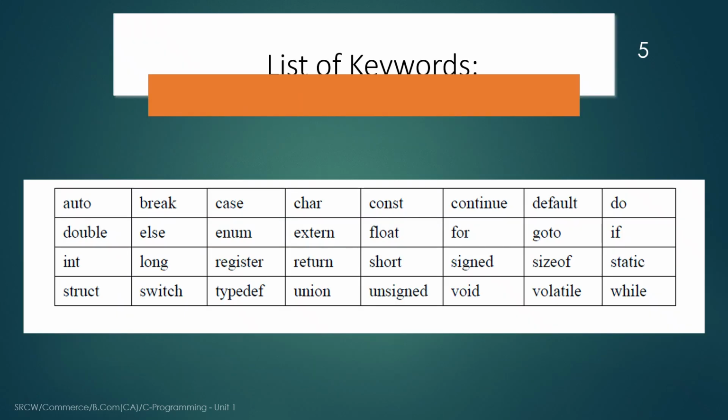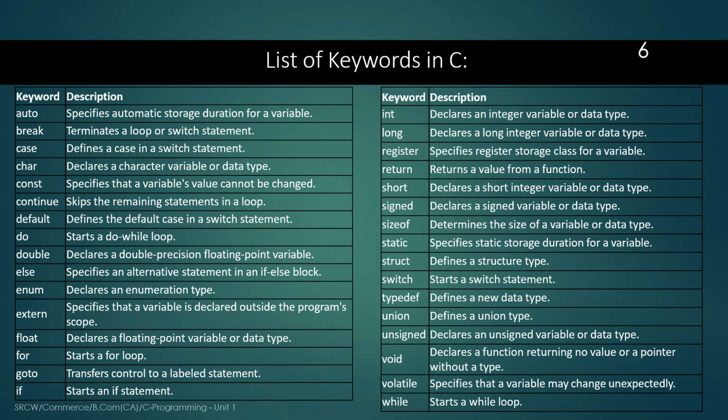Here are some keywords which have predefined meanings in a C compiler. Every keyword has a description. For example, the keyword break terminates a loop or switch statement. Continue skips the remaining statements in a loop. If starts an if statement. Likewise, every other keyword has its own meaning and it serves a predefined purpose.